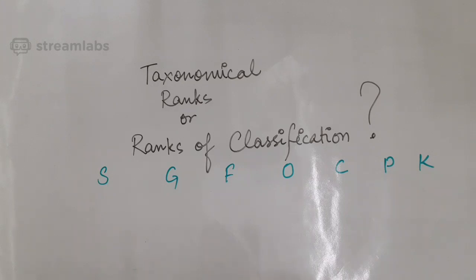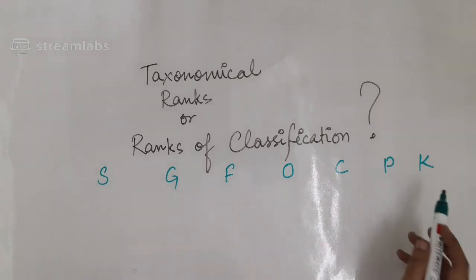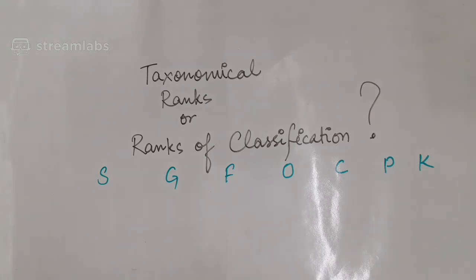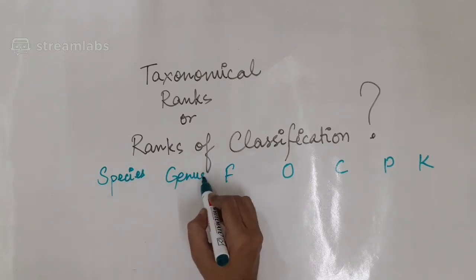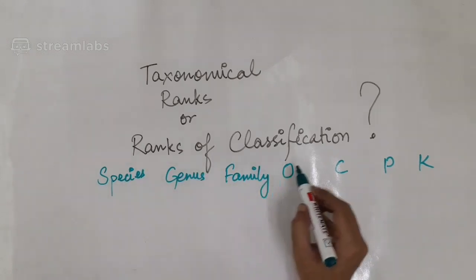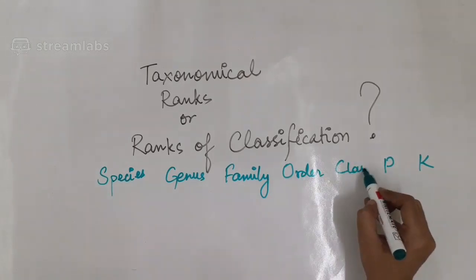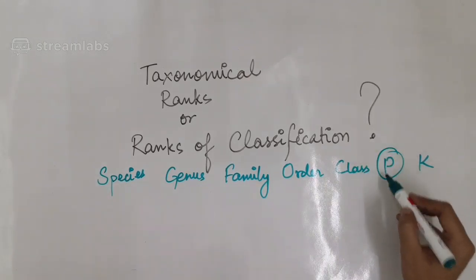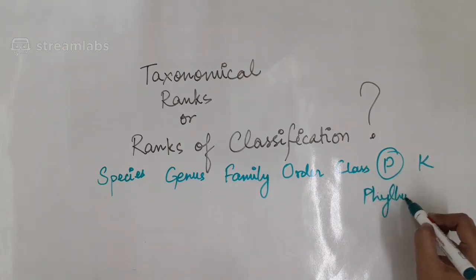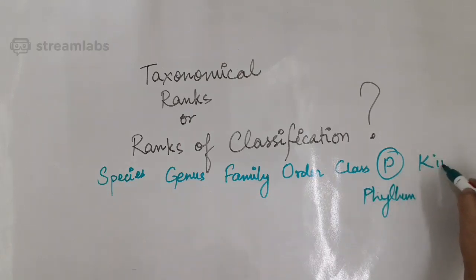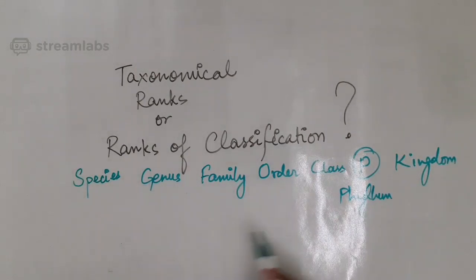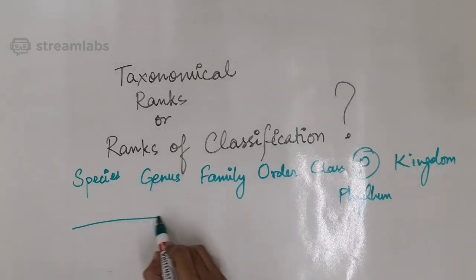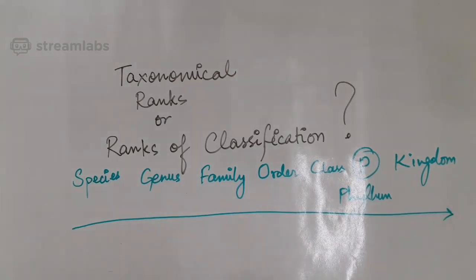These were the names of the ranks starting from species, genus, family, order, class, then this is phylum, and this one is kingdom. These were the ranks of classification starting from the species ending till the kingdom.